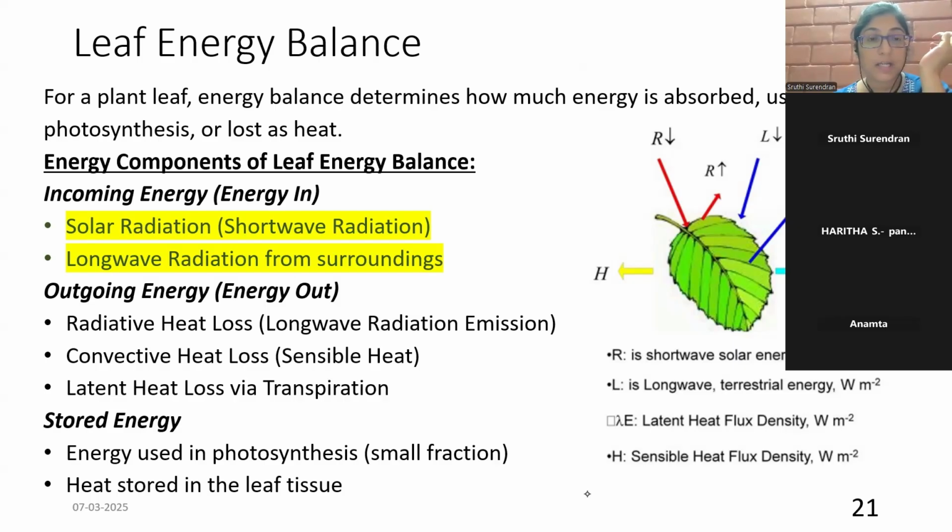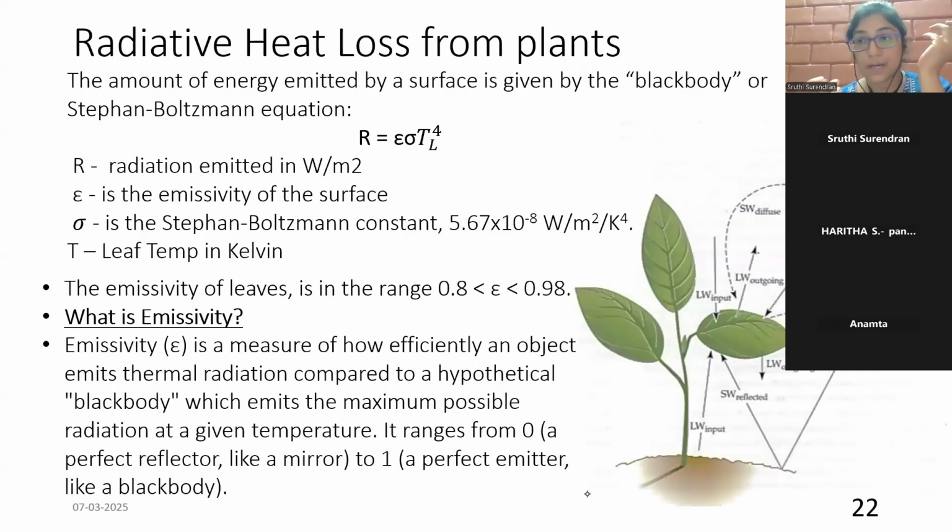So we talked about solar radiation and the long wave radiation from the surroundings, and now we are going to talk about what amount of long wave radiation is emitted by the system. The emitted radiation is again in terms of watt per meter square, with the emissivity of the surface. Sigma is the Stefan-Boltzmann constant, which has a value of 5.67 times 10 to the power minus 8 watt per meter square per Kelvin to the fourth. And TL is the temperature of the leaf. So, the radiation that is emitted by a leaf is proportional to the fourth power of its temperature.